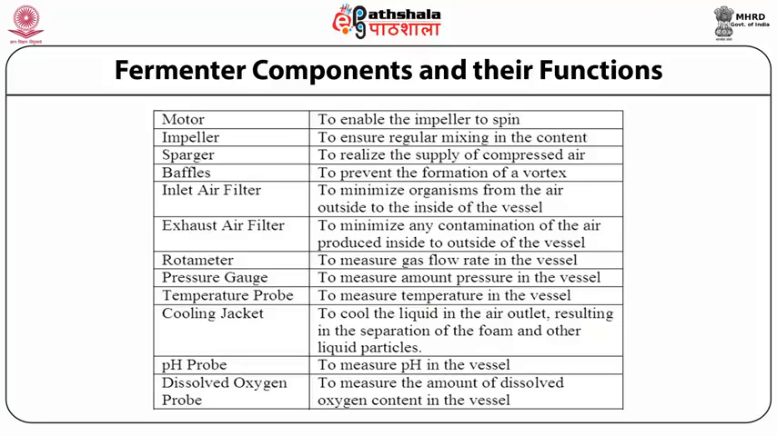Rotameter measures the gas flow rate in the vessel. Pressure gauge measures the amount of pressure in the vessel. Temperature probe measures the temperature in the vessel. Cooling jacket cools the liquid in the air outlet, resulting in the separation of foam and other liquid particles. pH probe measures any change in pH in the vessel. Dissolved oxygen probe measures the amount of dissolved oxygen content in the vessel.